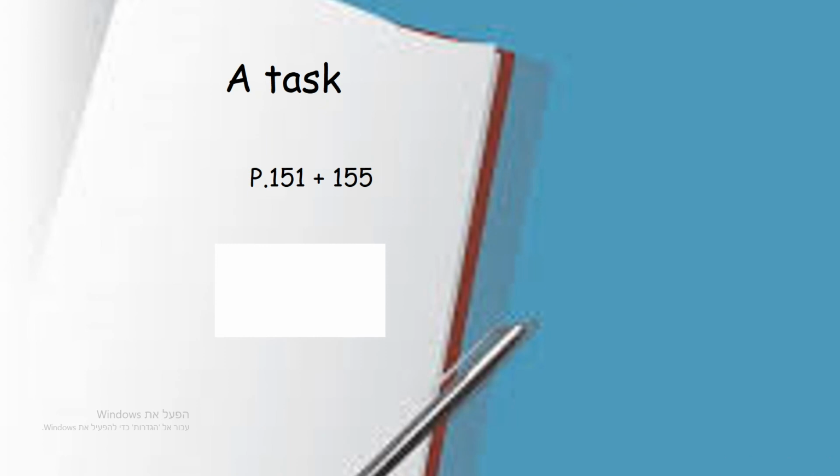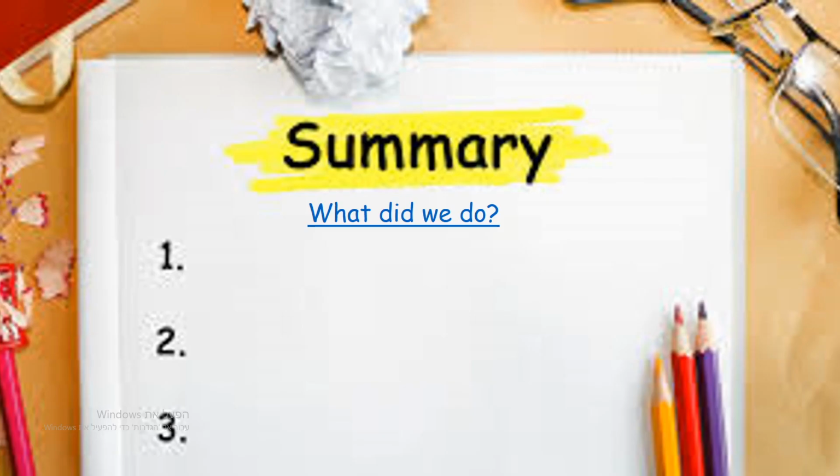And for homework, you are going to solve page 151 and 155, please circle the page numbers and write them down in your notebook so you can solve them later on. Okay? Did you write it? Great. So we are at the end of our lesson.